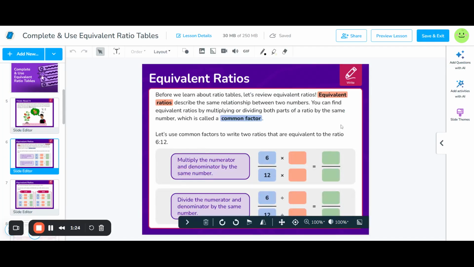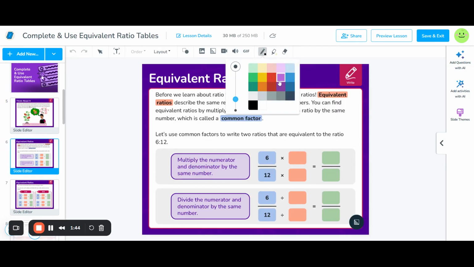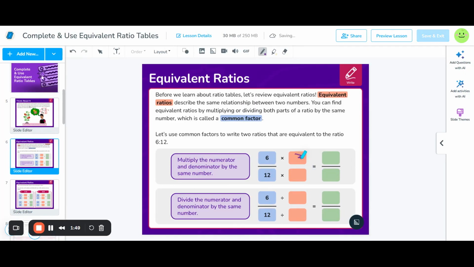So let's do some practice here. What we're going to do here is take this ratio or this fraction, 6/12. We need to find a common factor to multiply them by. So let's see. If we have 6/12, I could pick really any number to multiply this by. I'm going to go ahead and multiply it by 3. So 6 times 3 is 18, and I'm going to use that same number. This is what makes it equivalent, that we multiply it by the same number across.